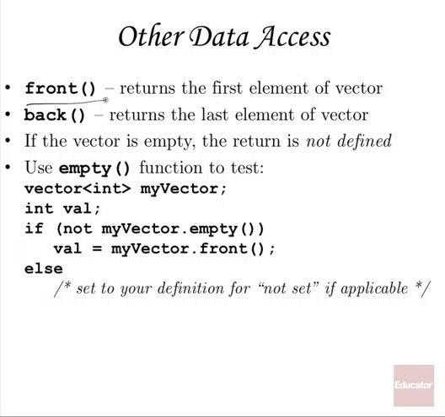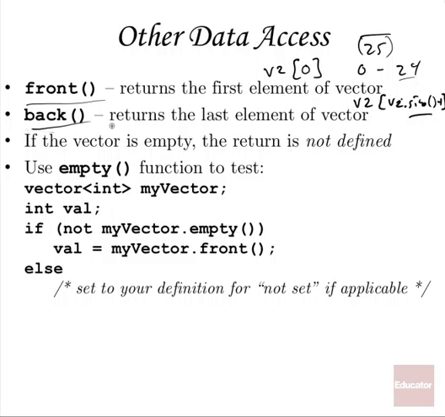You have front, which returns the first element of a vector. You could just as well say v2 of 0. Back returns the last element of the vector, and for that you could say v2, let's say size - 1, because we're still 0 offset. So if you allocated 25, your access is between 0 and 24. If you don't know the size off the top of your head, or you increase the size some number of times, the size function gives you the current size, which would be 25. You subtract 1, it gives you 24. That gives you the last element, or you just call the back method and get the last element that way.